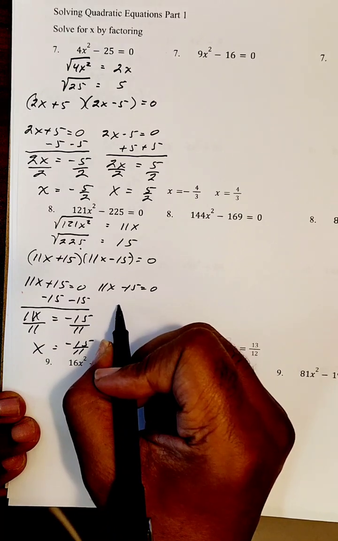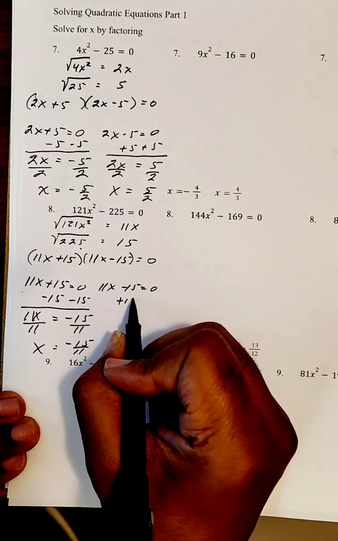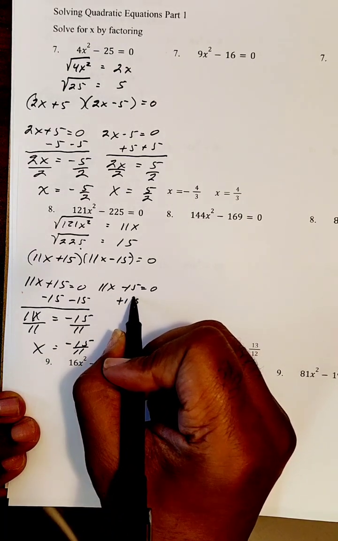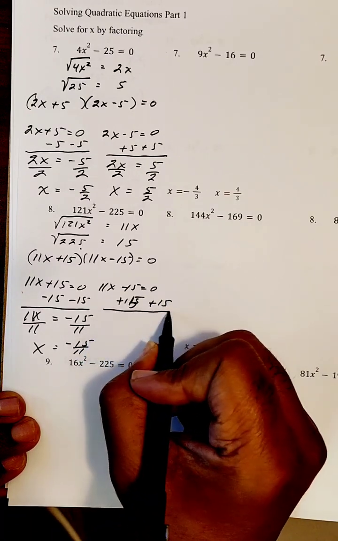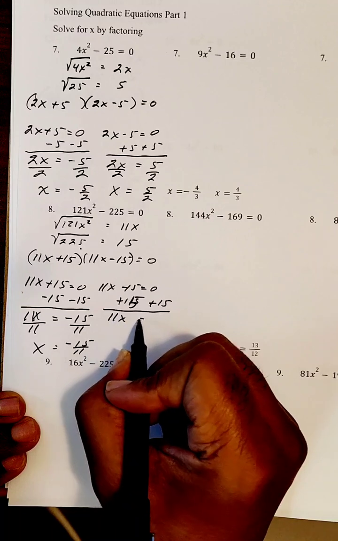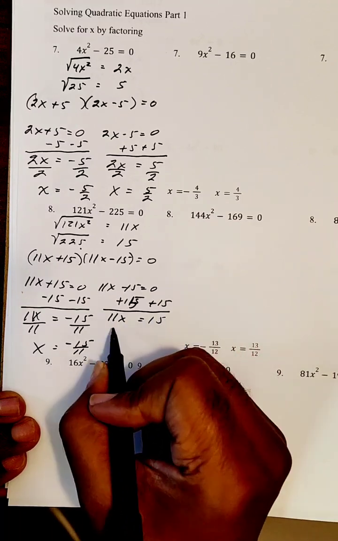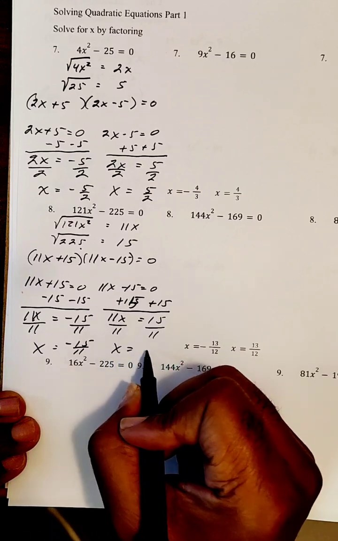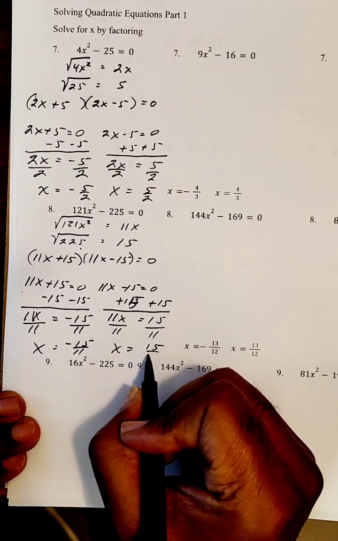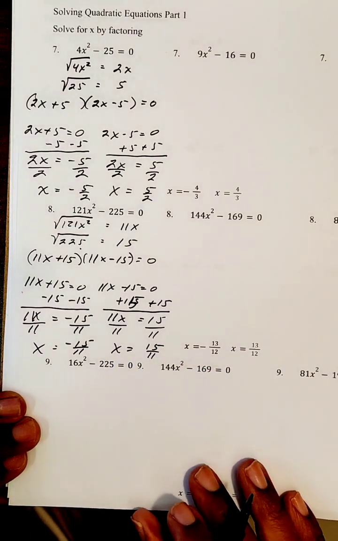Okay, over here we're going to add 15 to both sides. That's a bad looking 5. Okay, maybe that's a little better. Then we'll get 11x equals positive 15. Then I'm going to divide by 11 on both sides, and we'll get 1x equals 15 over 11.